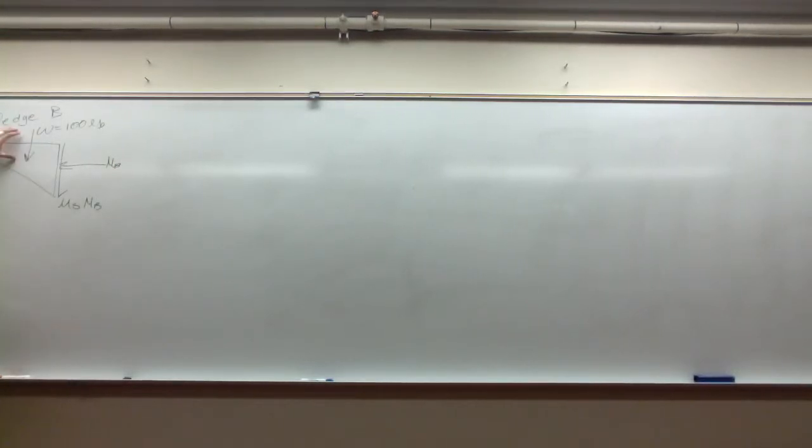So we have our weight, and we have our friction force between the wall and wedge B. We also have a normal force, because the weight of the wedge and the block B are applying a force onto wedge A.